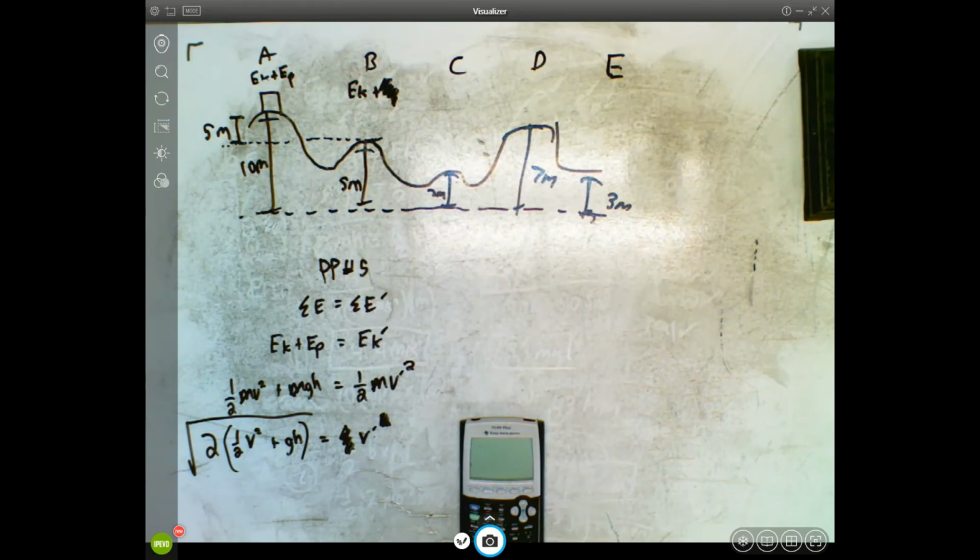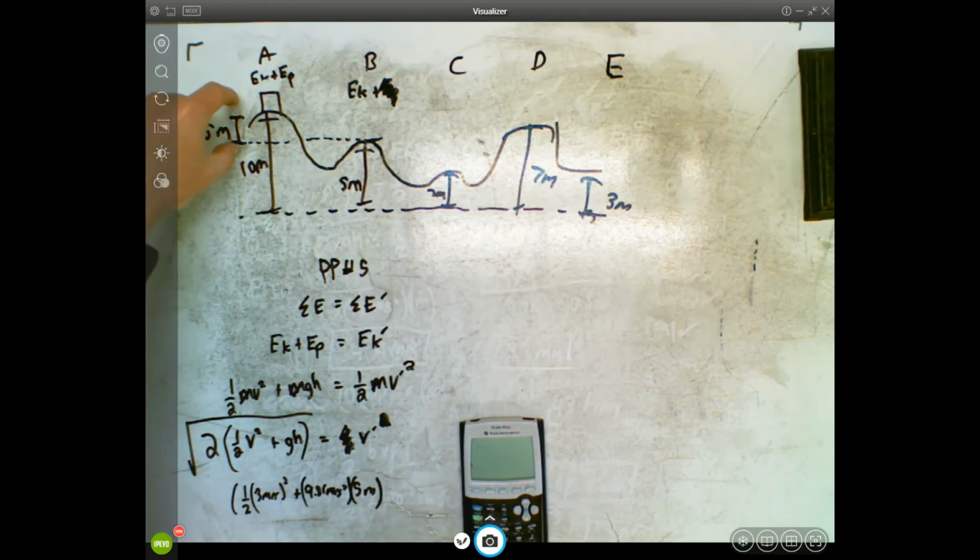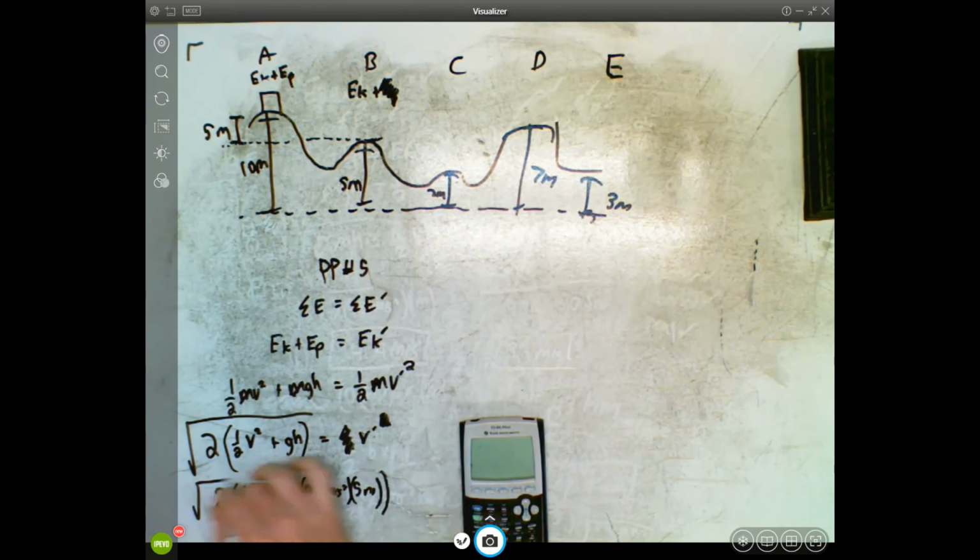So, typing this into the calculator, or actually let me write it down first. We have 1/2 times the speed of the roller coaster at A, which was 3 meters per second, squared, plus 9.81 meters per second squared times my height above the reference point, which is only 5 meters. All this is A. Then I multiply that by 2 and square root it, and that's how I type it into my calculator.